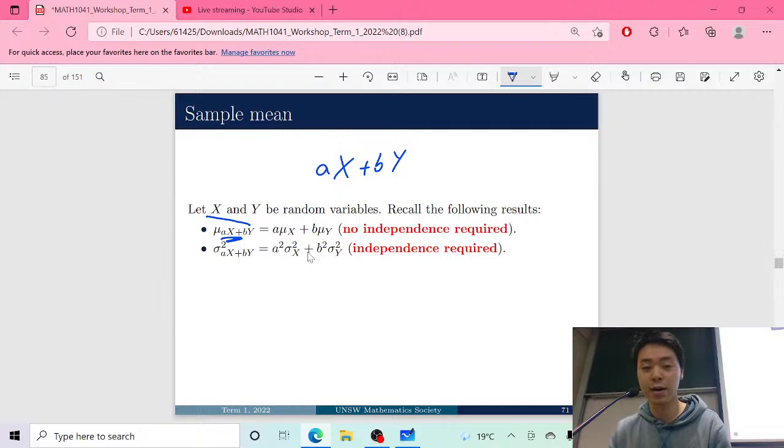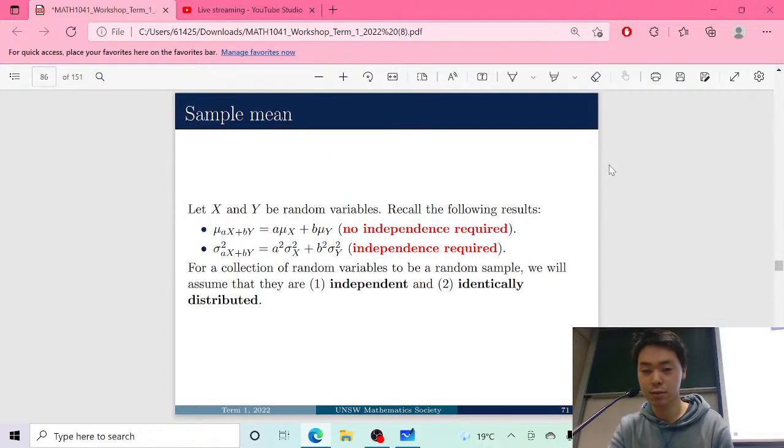So remember that for the variance, if you want this sort of formula, you require independence. Whereas if you have the linear combination of means, then you don't need the independence. So this is going to become important because when we're talking about a random sample, these sort of properties are ideal for us.